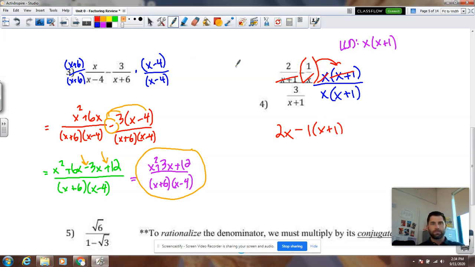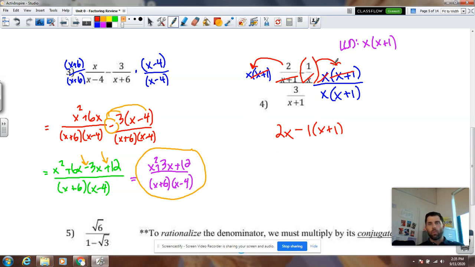I guess another way to write it, I'm multiplying every one of these terms by x plus 1. So maybe I should have written it that way. So this x plus 1 divided out there. So that's how I was left with the 2x. Here, the x is divided out.